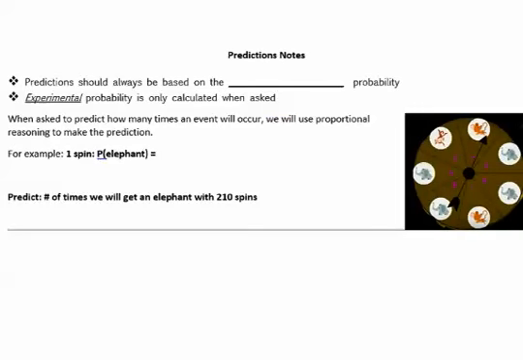So when we make predictions, these predictions are always and should always be based on the theoretical probability. So if it doesn't specify, we're thinking theoretical. In theory, what should happen? What's the probability? Experimental probability can be used for predictions, but it's only calculated when it's specifically asked, based on the results, or what is the experimental probability. So let's look at the spinner first.